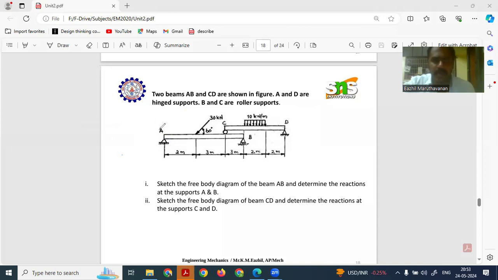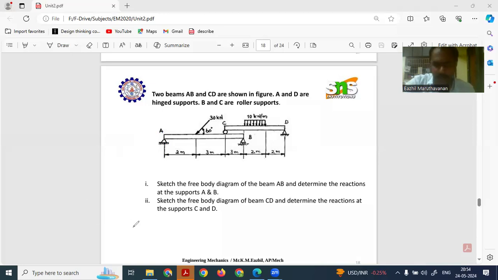Initially, we have to draw a free body diagram for these beams. We have to draw two separate free body diagrams, one for beam AB and one for beam CD. Then we have to identify the reaction forces at supports A and B, and the reaction forces at supports C and D. Let's see how we have to draw the free body diagram.